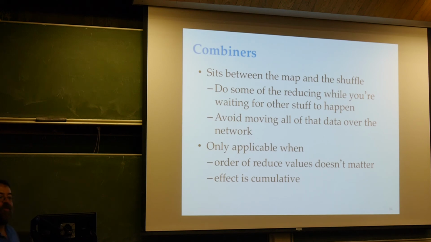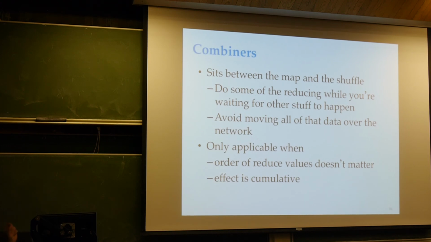In Hadoop, you can do the same thing. The thing you use is called a combiner. It sits between the map and the shuffle. It takes the output of the map, and it does some local reduction on a subset of what's going to go to the reducers. If you're lucky, that will make the data smaller, so you don't have to send as much stuff over the network. Now there's a trick to this.